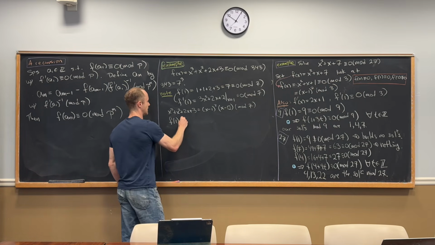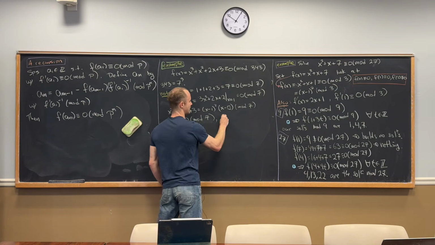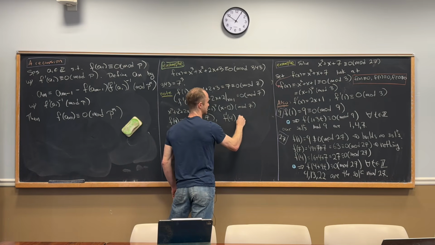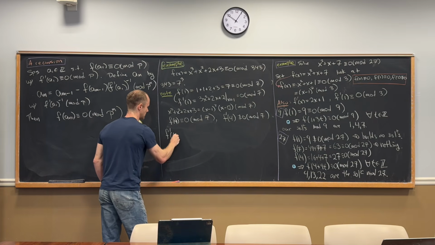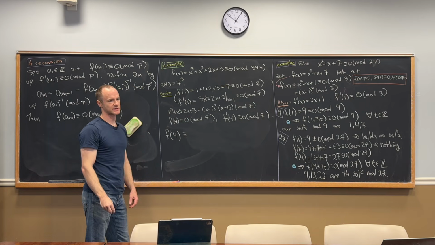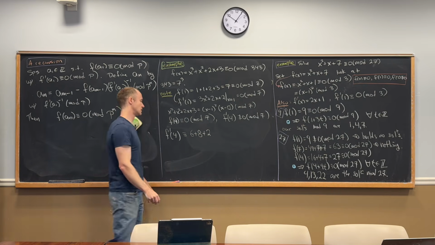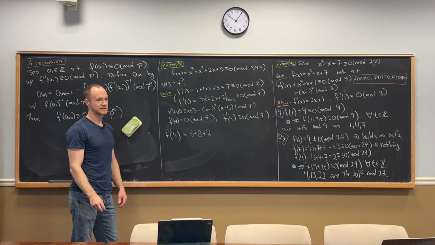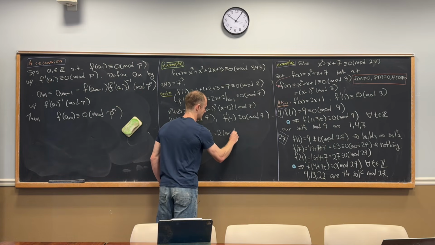So f of 4 equals 0 mod 7, but f prime of 4 is non-zero mod 7. In fact, what is f prime of 4? 16 times 3. 16 is 2 mod 7, right? 2 times 3 is 6. 6 plus 8 plus 2 is 16, which is 2. So this is congruent to 2 mod 7.